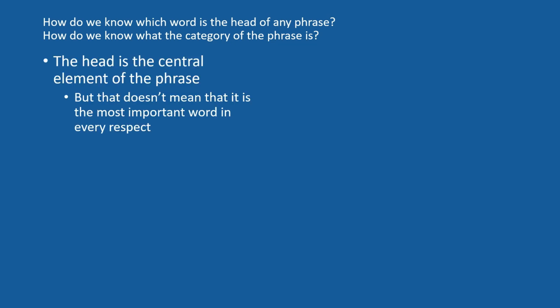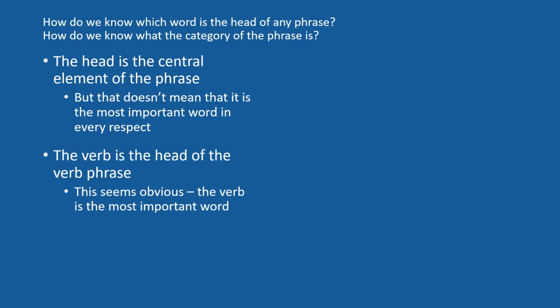You might think that it works like this. All we need to do is look at a phrase and find the most important word, and that will be the head. Well, yes, to some extent, but the problem is that heads are important in certain respects, but not always in all respects. There are other respects in which a head might not be the most important word at all. Let me give you an example where a head is important in all respects.